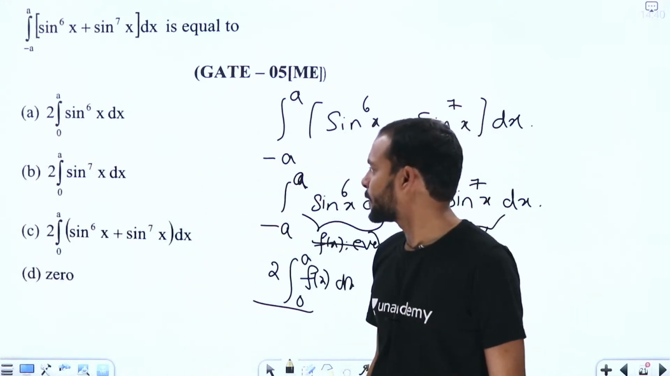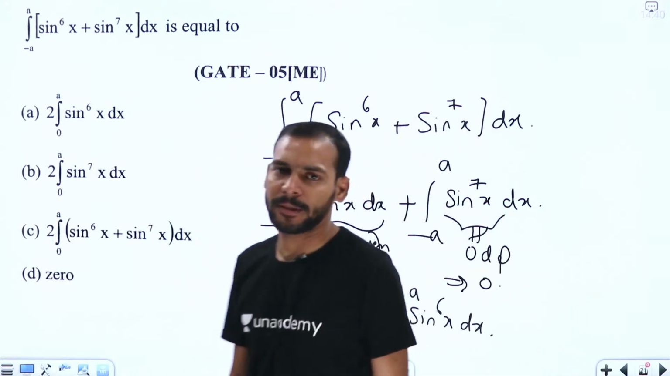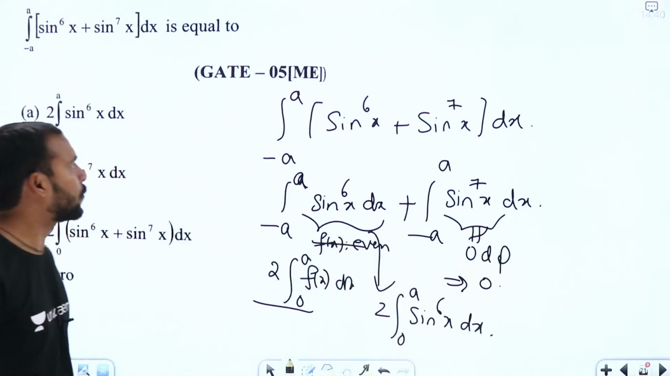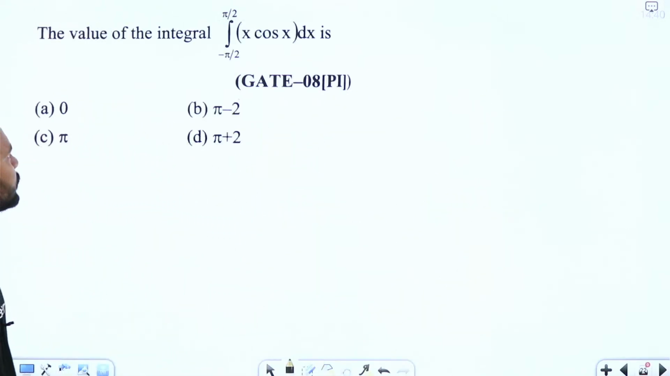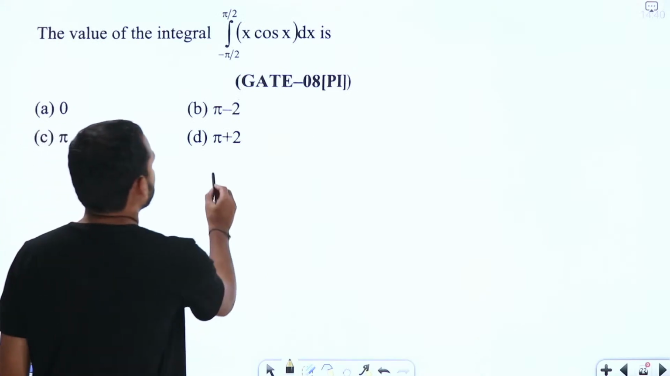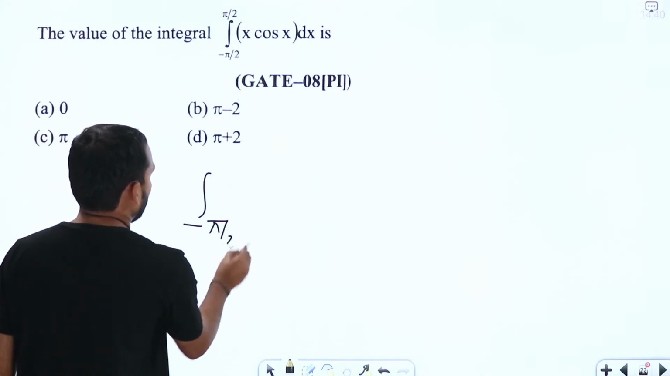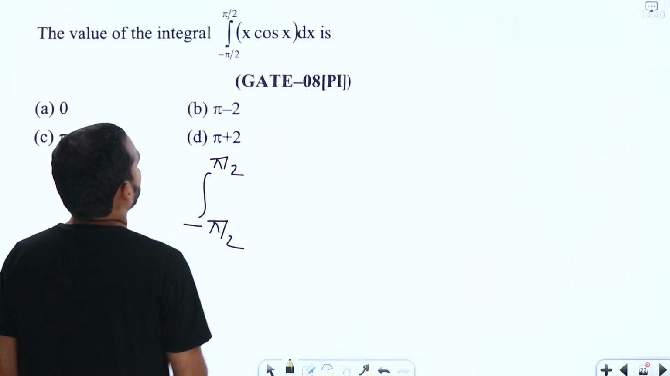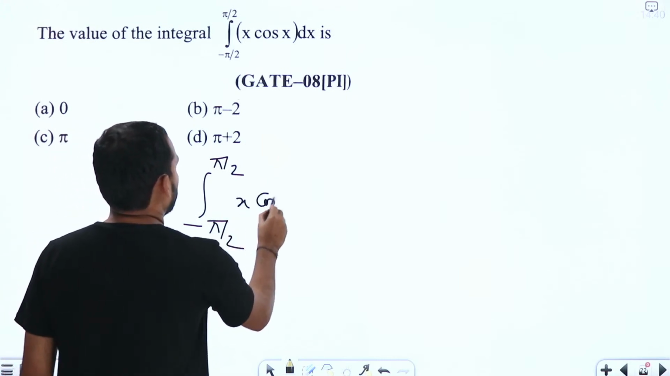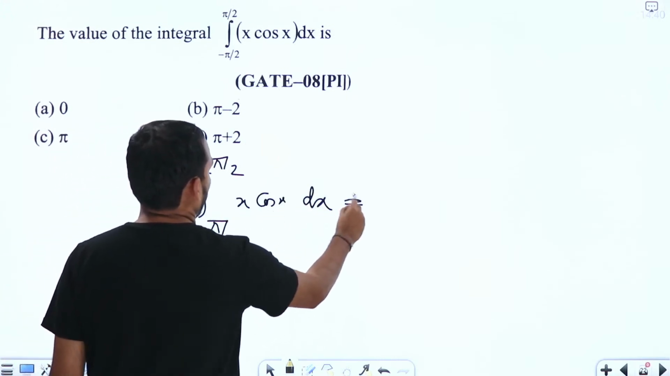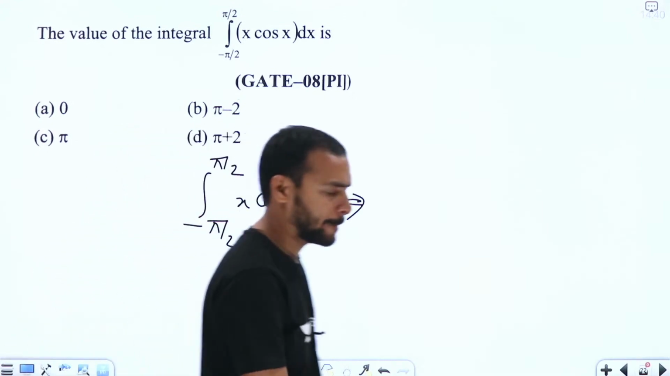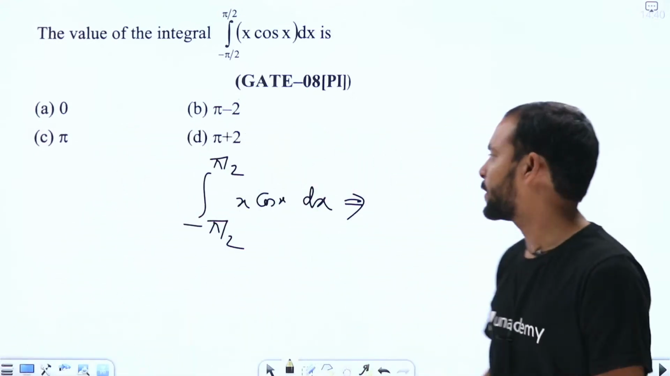See this one, guys. Yeah, we are having the options here. Now coming to the next one. Try to see this question, guys. This question is also in the same format, the same type of question. The integral from minus pi by 2 to pi by 2 of x cos x dx. Tell me, guys, what is going to be the answer for this one?